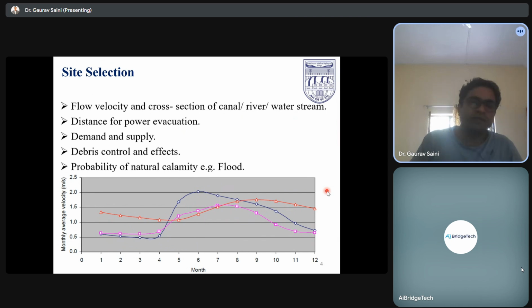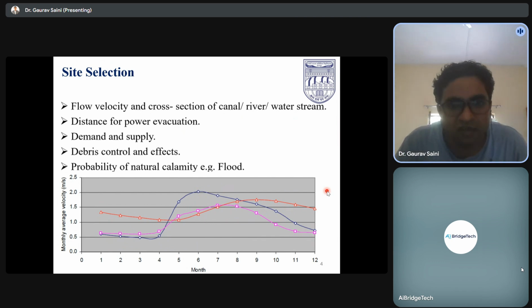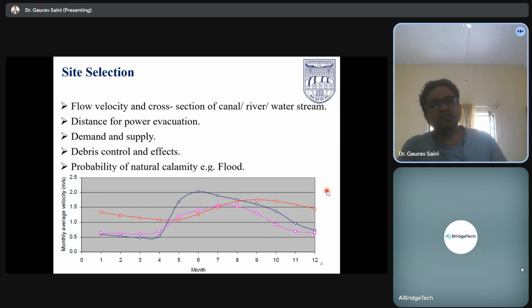And the most important part over here is the debris control and its effect, because there may be certain sites that may have a lot of debris, and there may be a drastic effect on the whole overall structure of the system. And also we need to take care of the probability of natural calamities. We need to avoid locations that are more prone to natural calamities such as floods, such as earthquakes, like that.